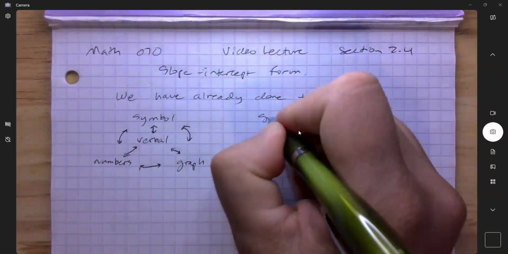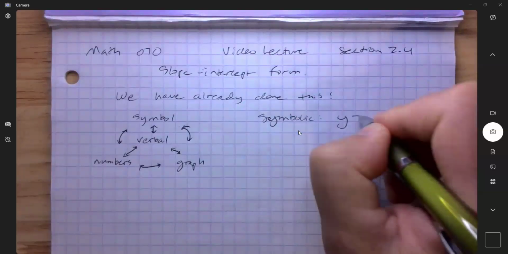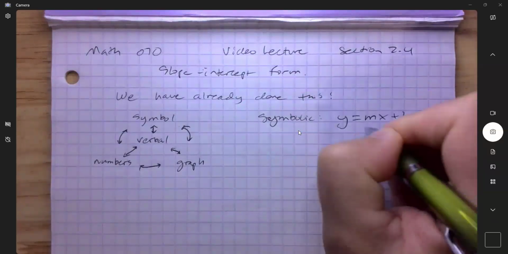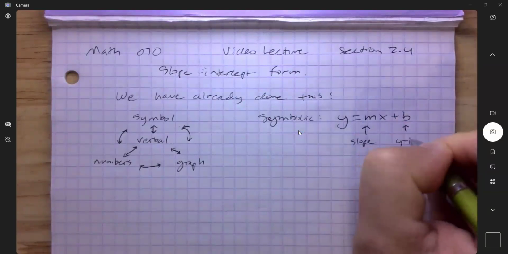So symbolic first, y equals mx plus b. M is the slope, b is the y-intercept.